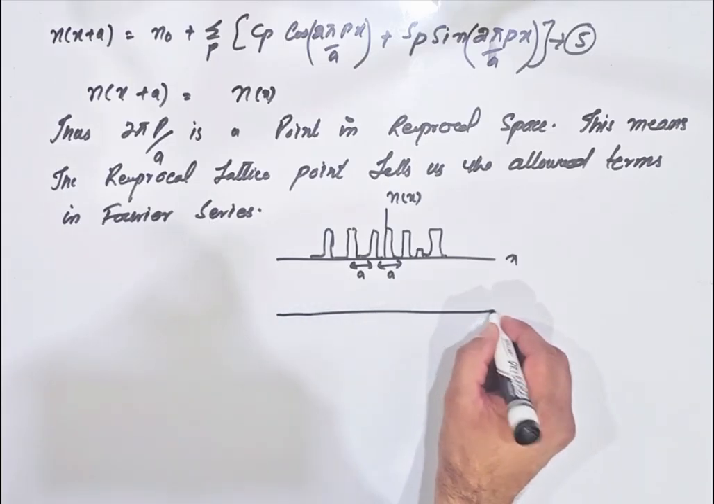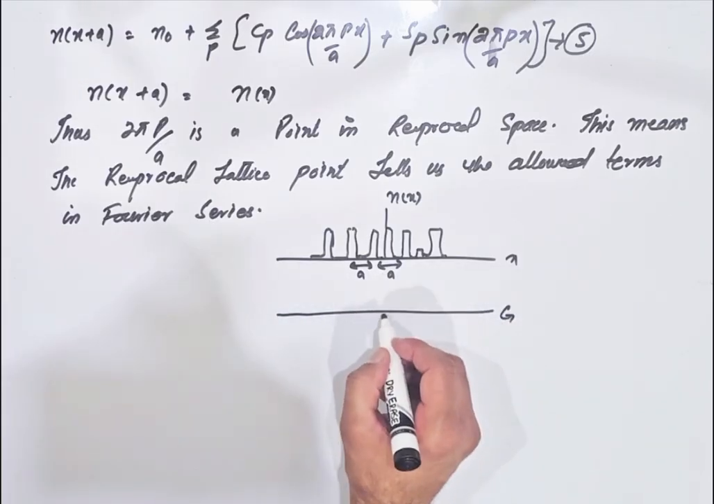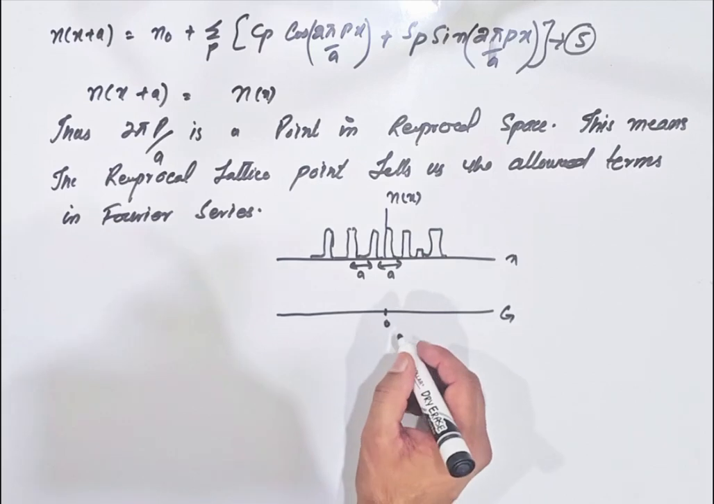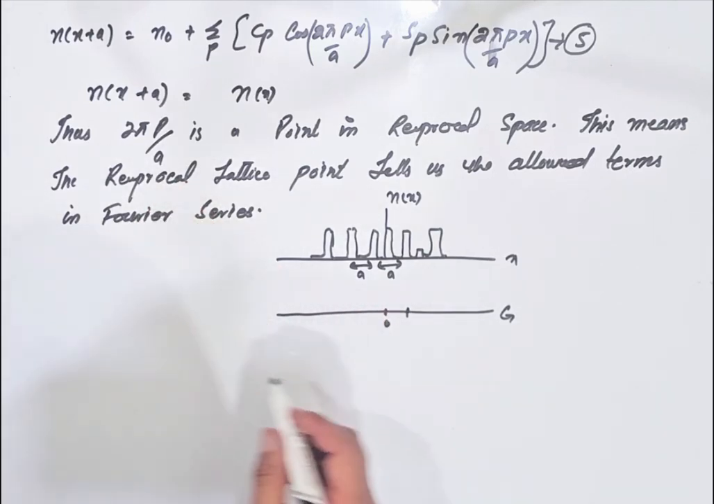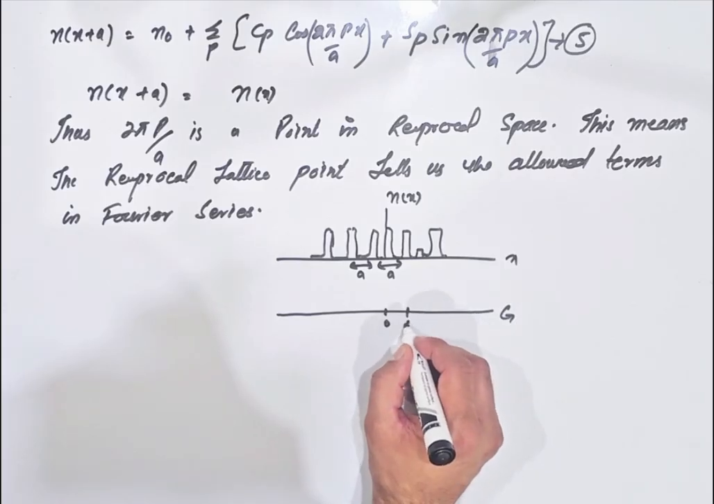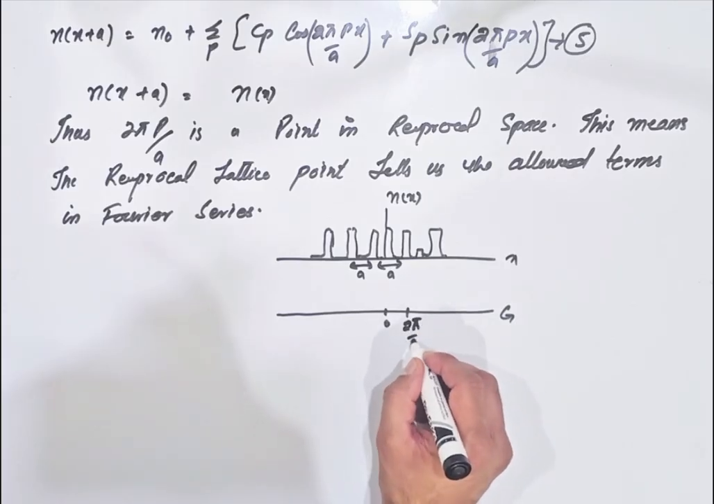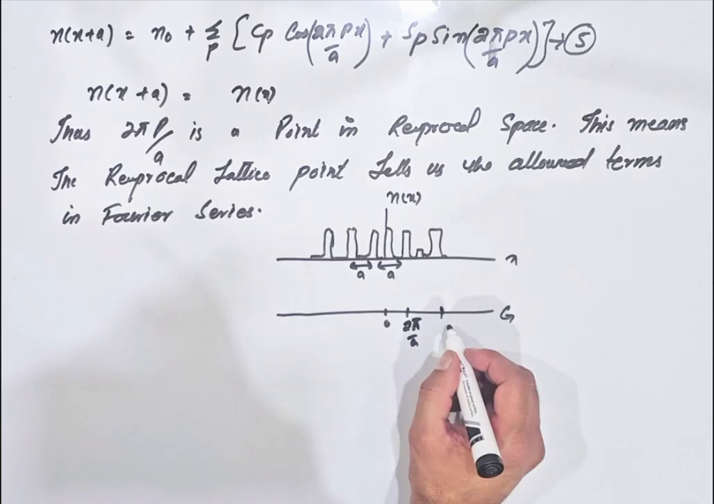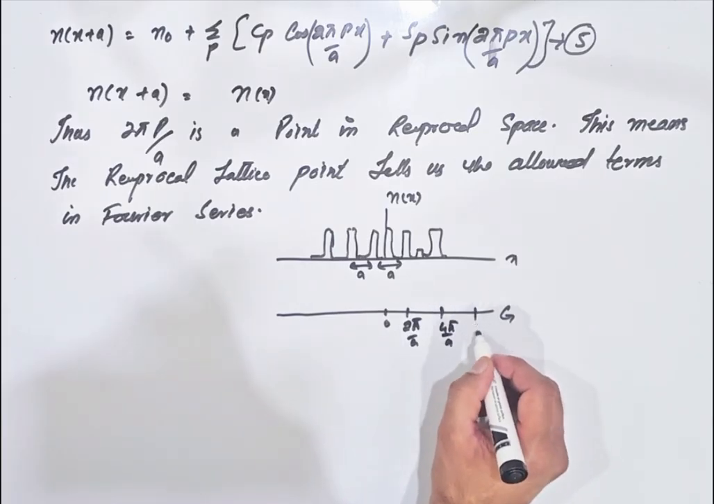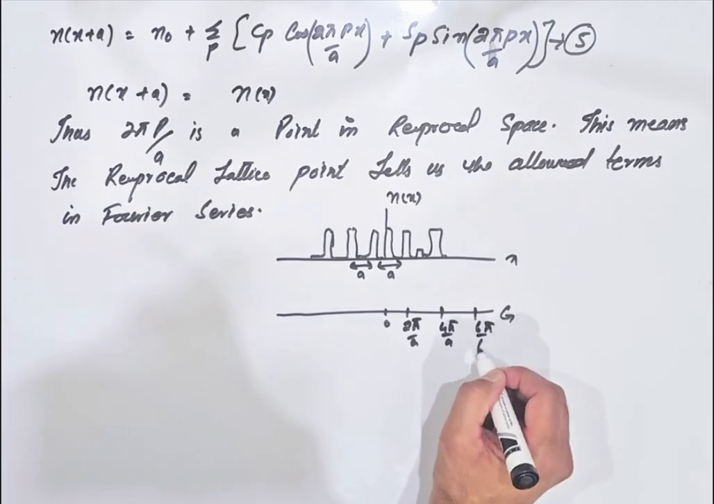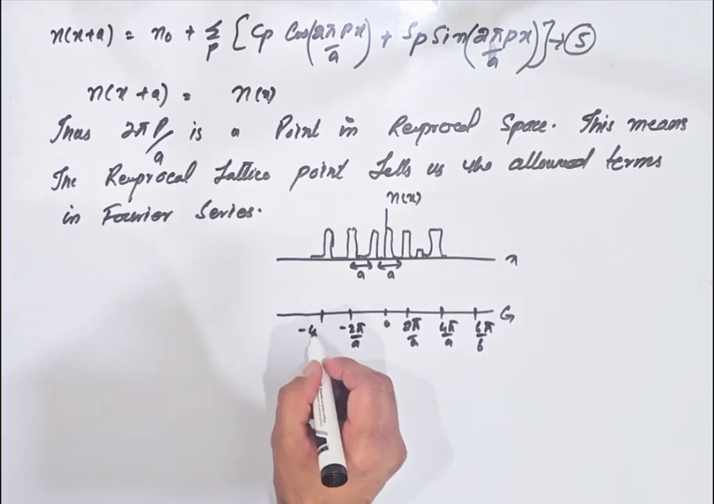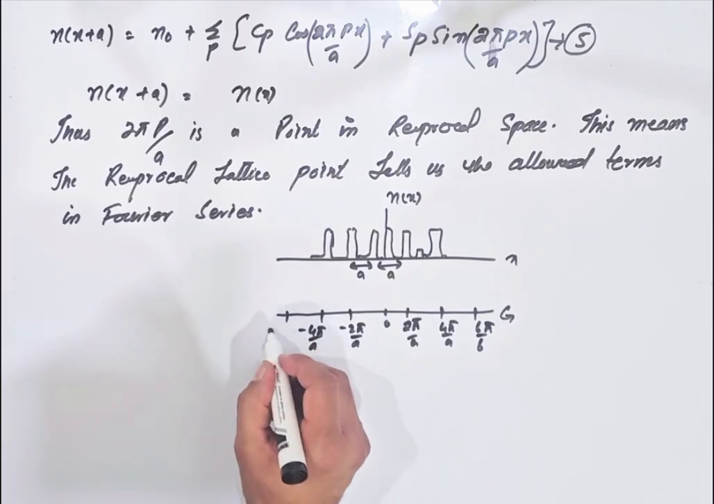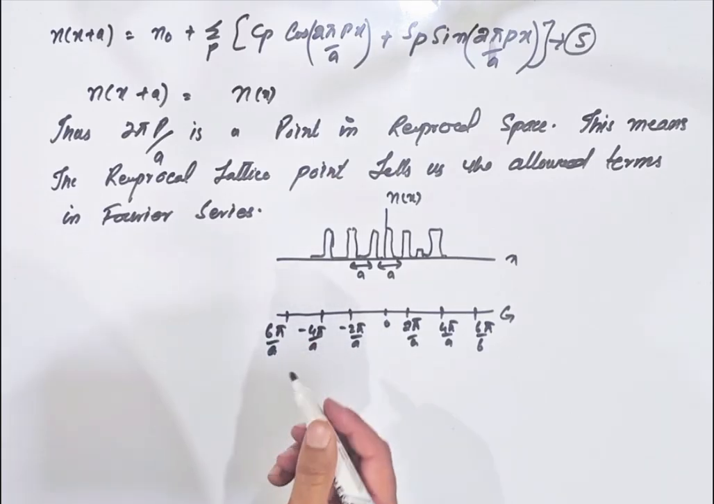In reciprocal space, if this is the center point, this is 2 pi p by a. So for 1 this is 2 pi by a. This is 4 pi by a. This is 6 pi by a. Minus 2 pi by a. Minus 4 pi by a. Similarly, this is minus 6 pi by a.